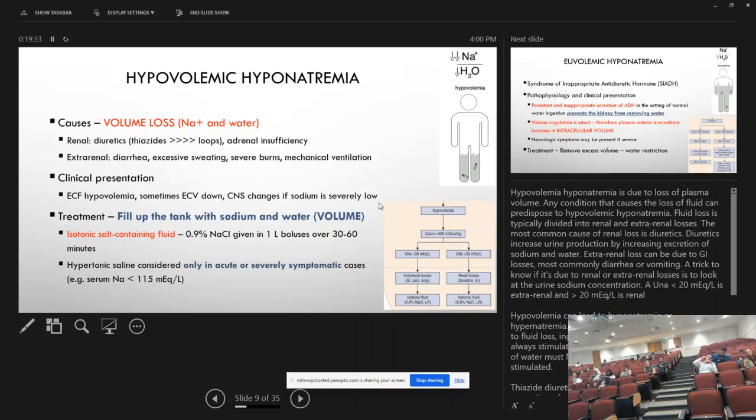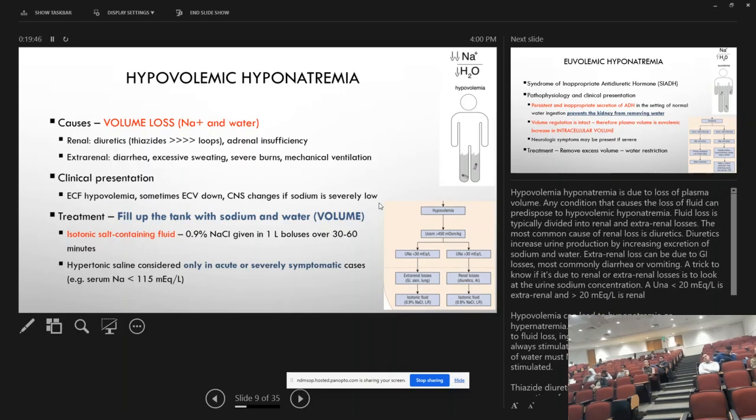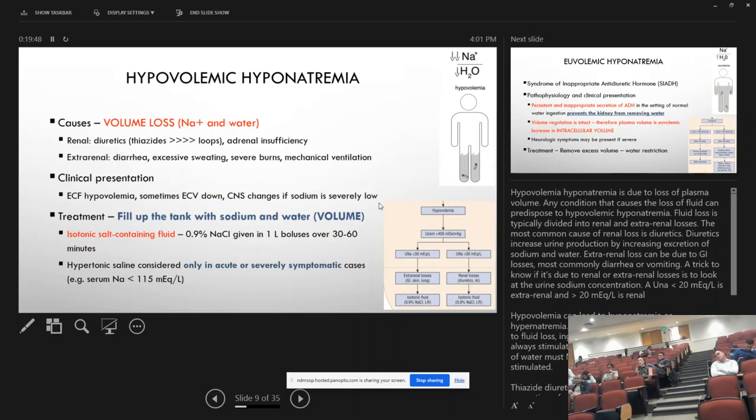Extrarenal causes would be diarrhea, excessive sweating, severe burns. Those would all be more acute causes, right? Certainly, you're probably not going to have chronic diarrhea or excessive sweating chronically, et cetera. So those will probably present more with acute symptoms.